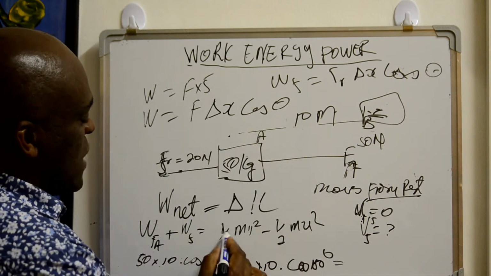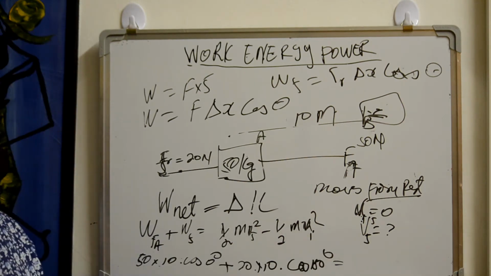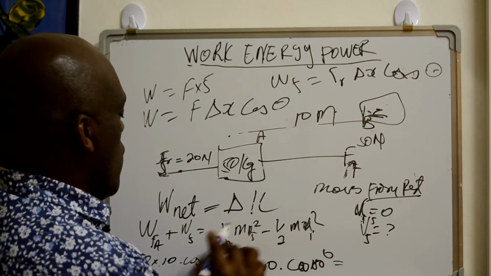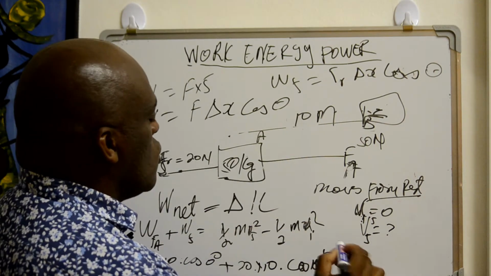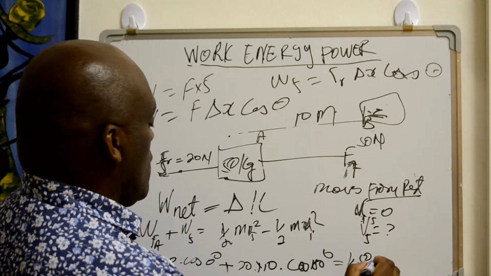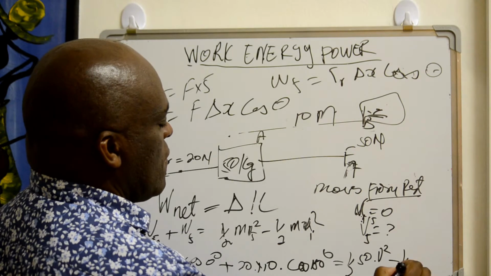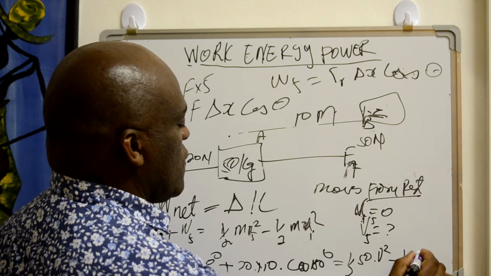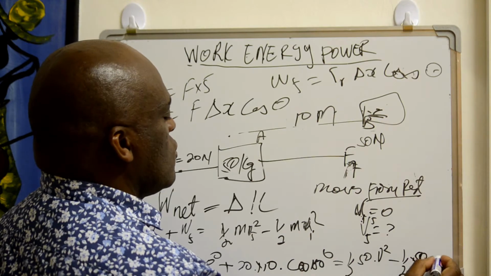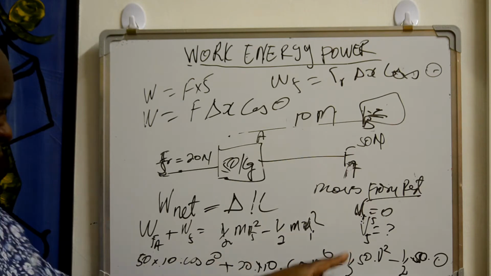Change in kinetic energy. What is it? Half m vf squared minus half m vi squared. We used to say v and u back then, but now they say final velocity vf and initial velocity vi. What is my final velocity? That is what I want to know. My mass is 50 kg. Then vf is what I don't have. But what is my vi? My vi is 0, because the object moved from rest. So in the whole thing, you are able to calculate this vf.